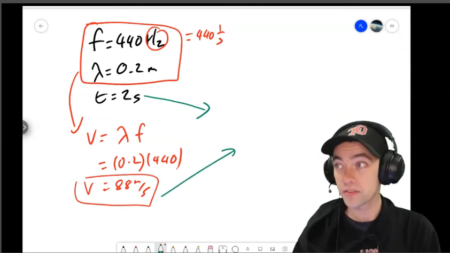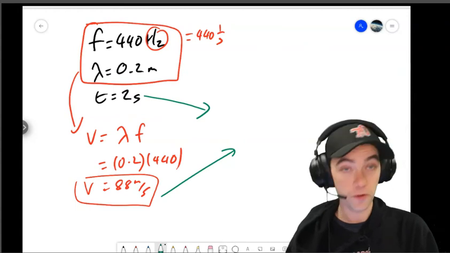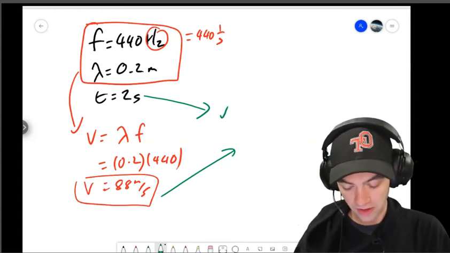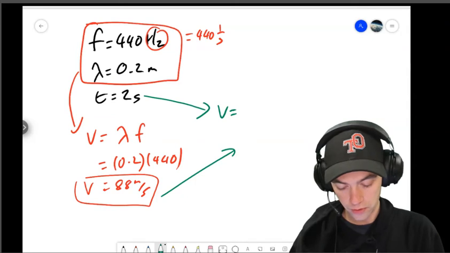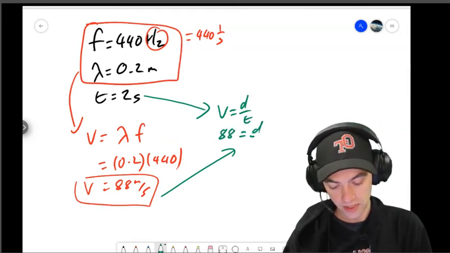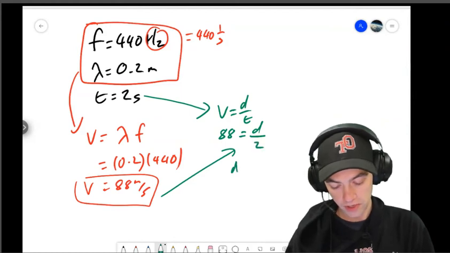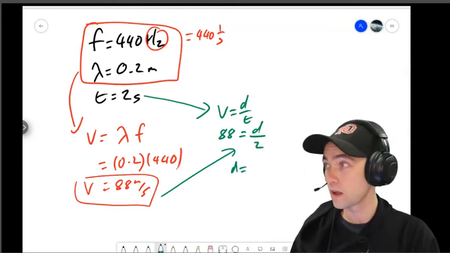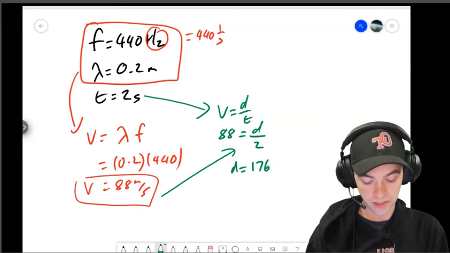We also have the time. And we know from the first unit that v is equal to distance over time. So 88 is equal to distance over 2, which means our distance is going to be 176 meters.